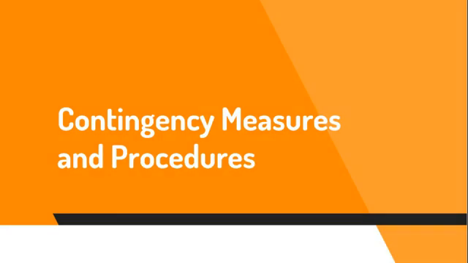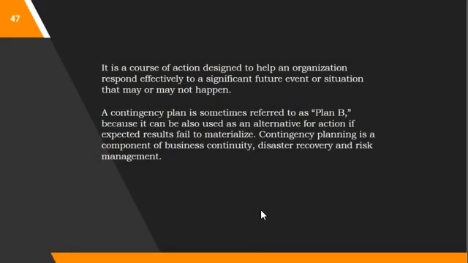We have here also the contingency measures and the procedures. So, it is a course of action designed to help an organization respond effectively to a significant future event or situation that may or may not happen. We are just trying to foresee. It may happen, it may not happen, but still we are ready. So, a contingency plan is sometimes referred to as the plan B. And sometimes they even say that there should also be a plan C.